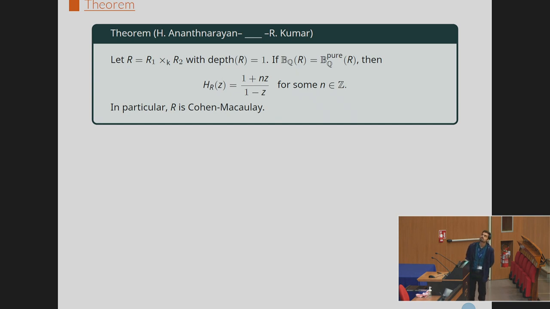So this is the converse that we have obtained. Suppose R is a fiber product with depth 1, and if we have the equality of Betti cone and pure cone, then we do get that the Hilbert series of R should have this form, and in particular it forces the ring to be Cohen-Macaulay. So just in case you are wondering about the depth 0 case, because we know that the depth of R can be 0 or 1, there is a partial converse that was obtained by Rajiv Kumar and Anant Narayan. What this result says is that it gives some characterization, in the case of fiber products, for Cohen-Macaulayness in terms of this equality.